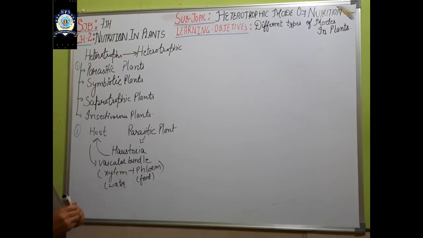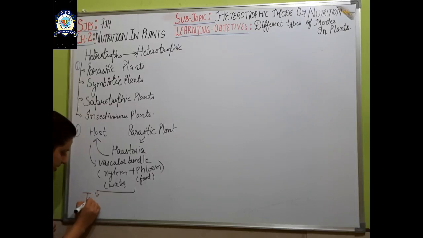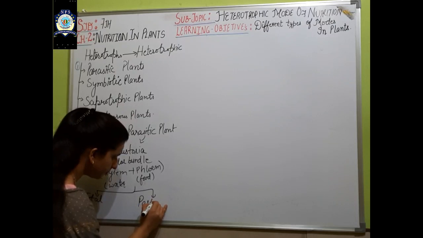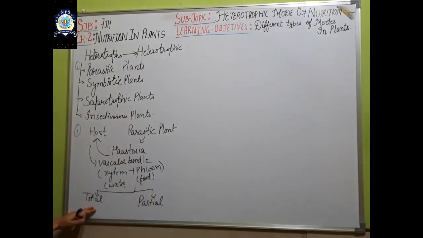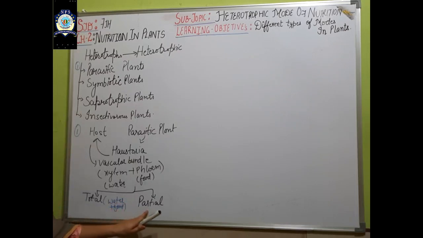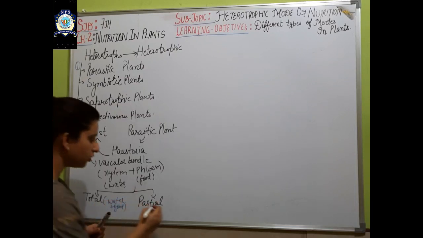Now these parasitic plants are categorized into two types. They may be total parasites and they may be partial parasites. Total parasitic plants are those which depend upon the body of the host for both things, for water and for food. Partial parasitic plants are those which can make their own food but depend upon the body of the host for the water.